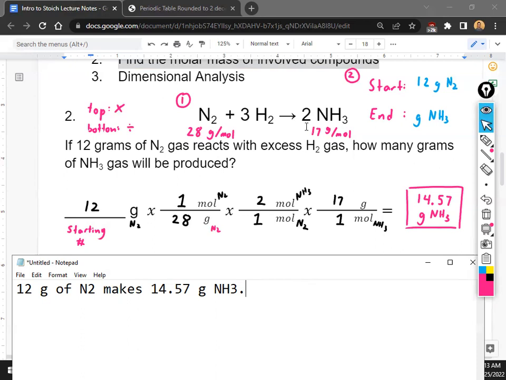17. This number right here. It's the molar mass of NH3. Yeah. I know there's a lot of stuff, so please ask me just so I can clarify.